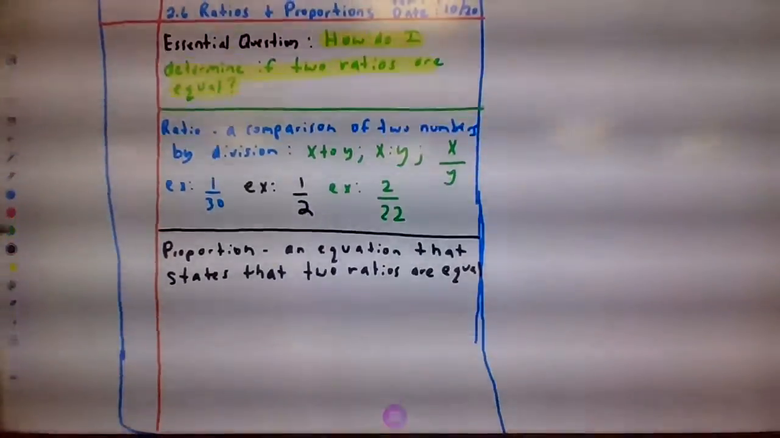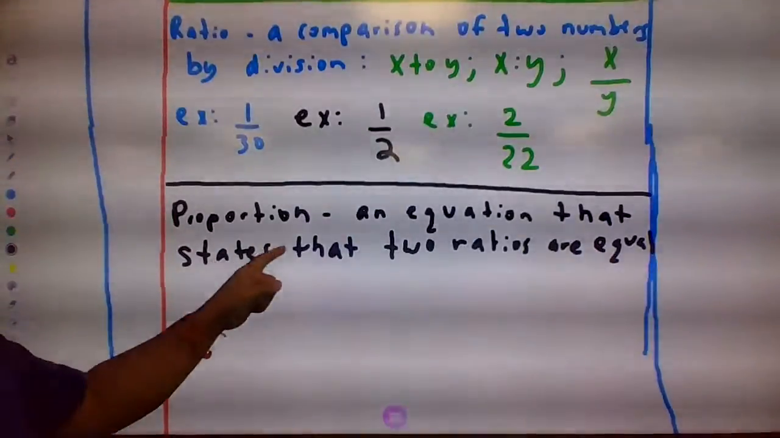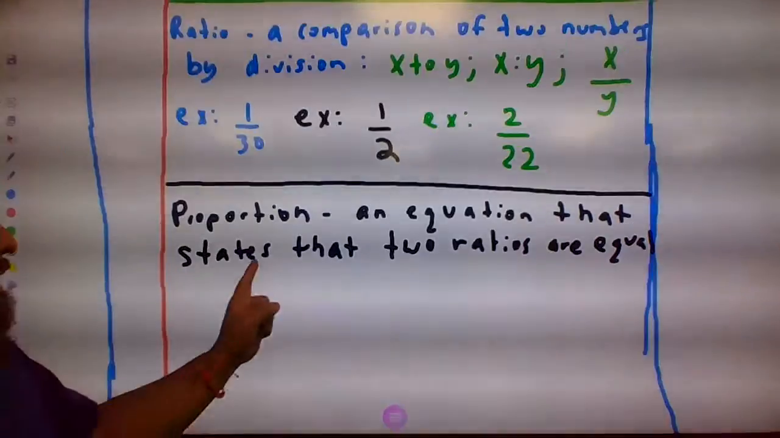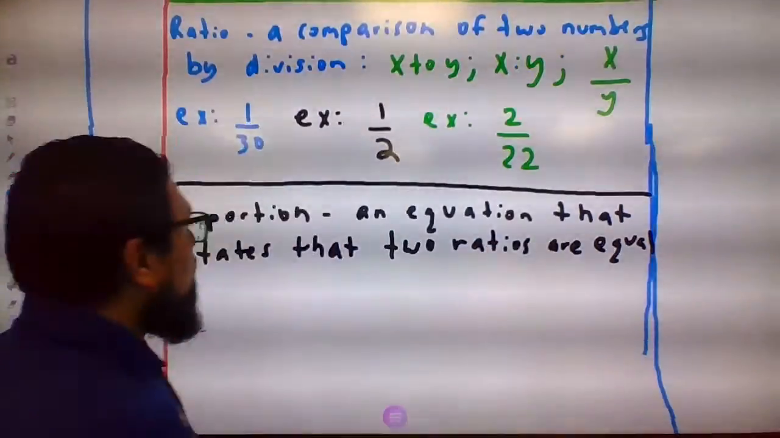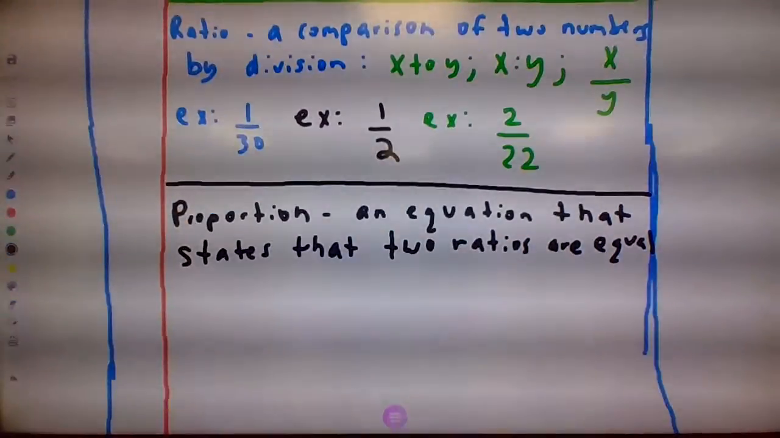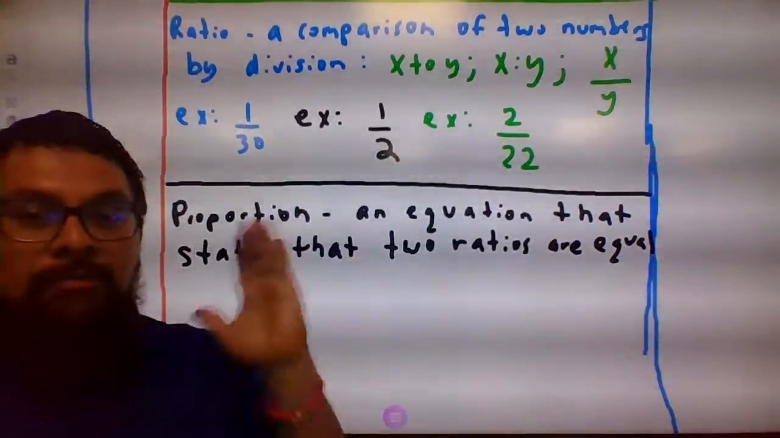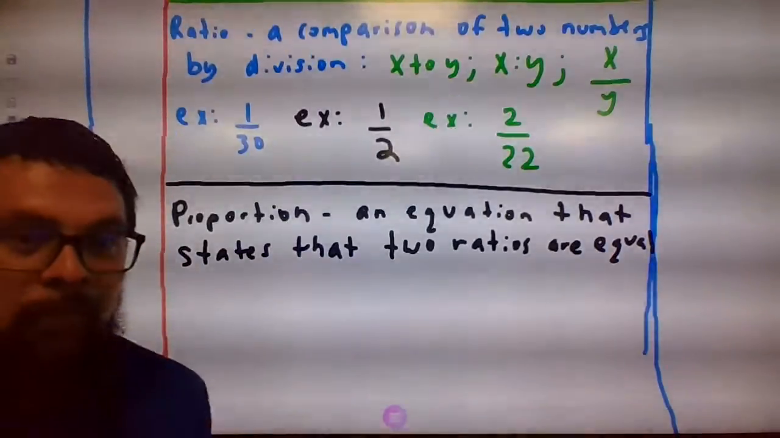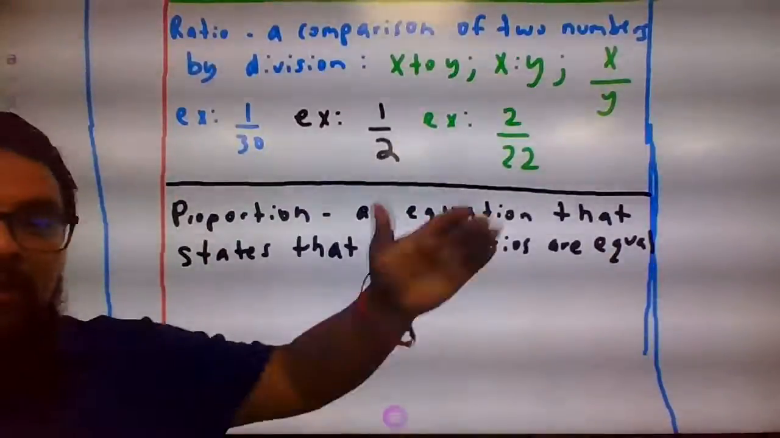What is a proportion? So a proportion is an equation that states that two ratios are equal. This is a T. An equation that states that two ratios are equal. So when you have two of these and you're comparing them to each other, then that's a proportion. And if they are equal, it is a proportion. If they're not equal, then they're just two different numbers that are being compared.